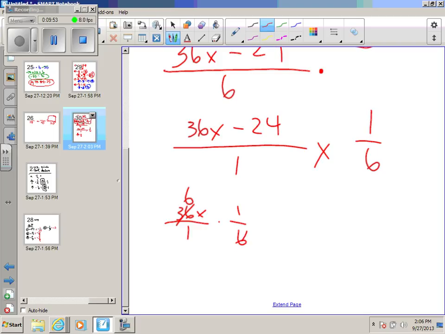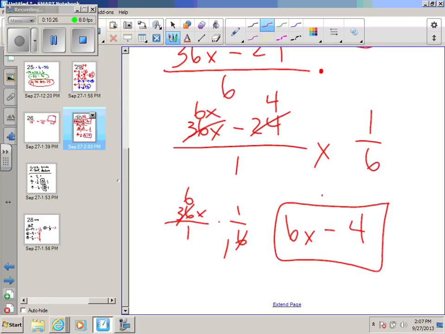So this becomes 6x, this becomes a 1. All right? So this is now a 6x. The 6 with the 24 both have 6 in common. This now becomes a 4. 24 divided by the 6 times the 1/6, same thing, would equal 4. And then if we rewrote it, we have that 6x that we started with and the 4. Okay?